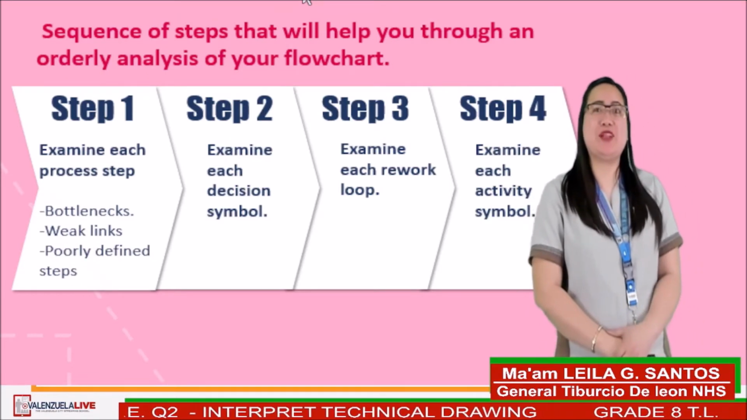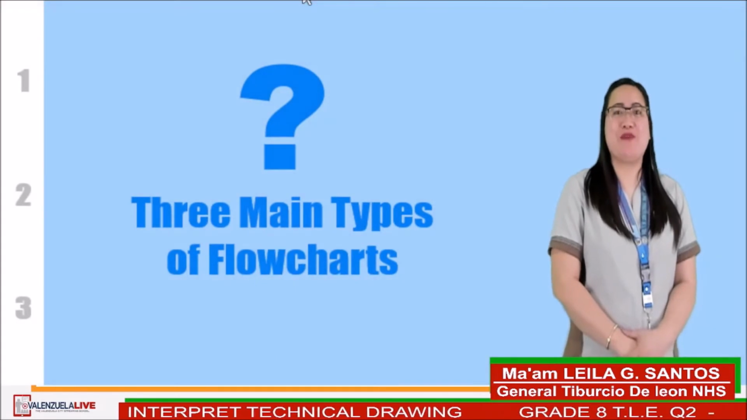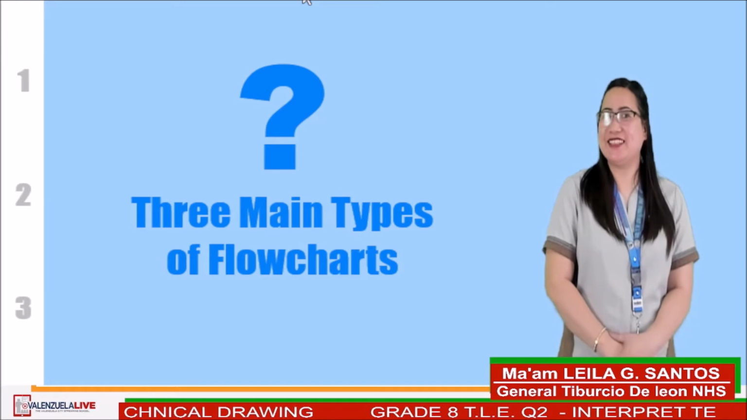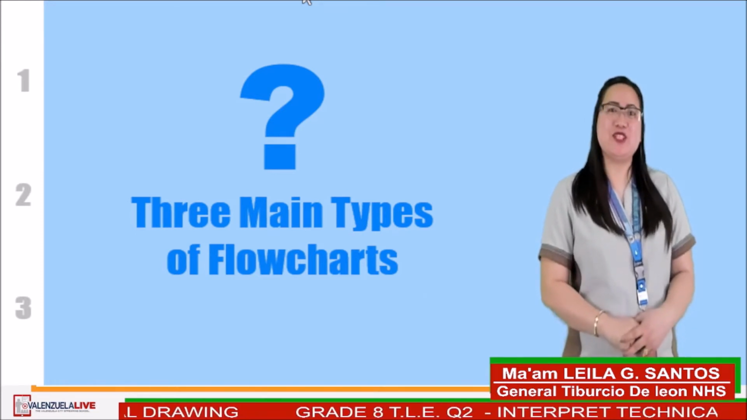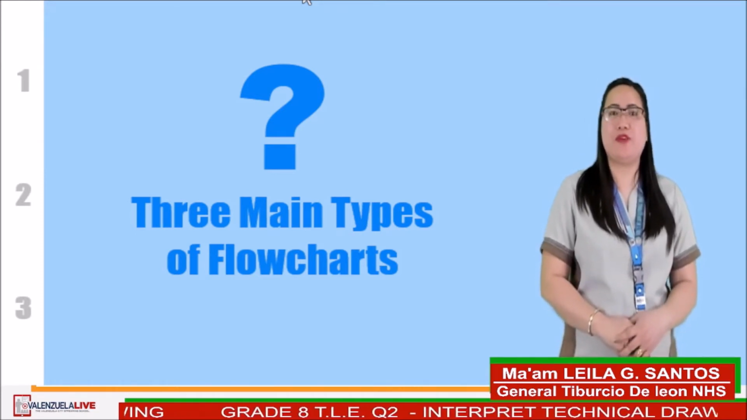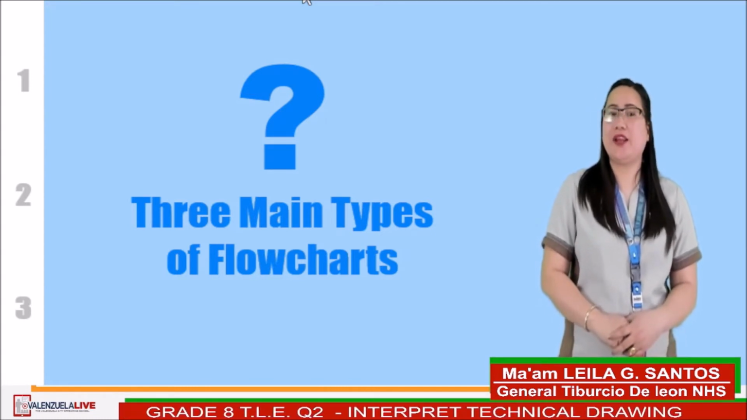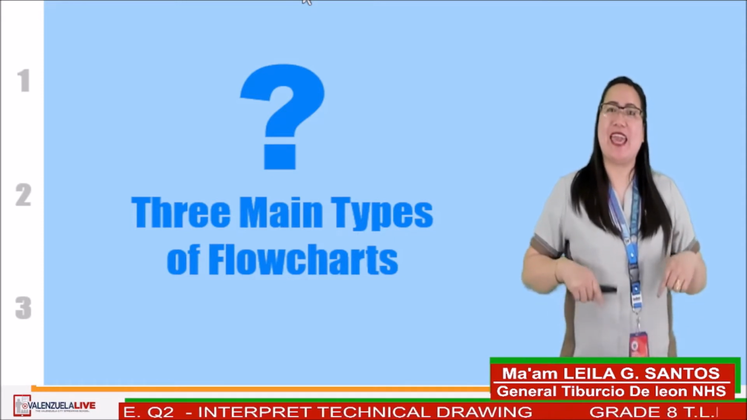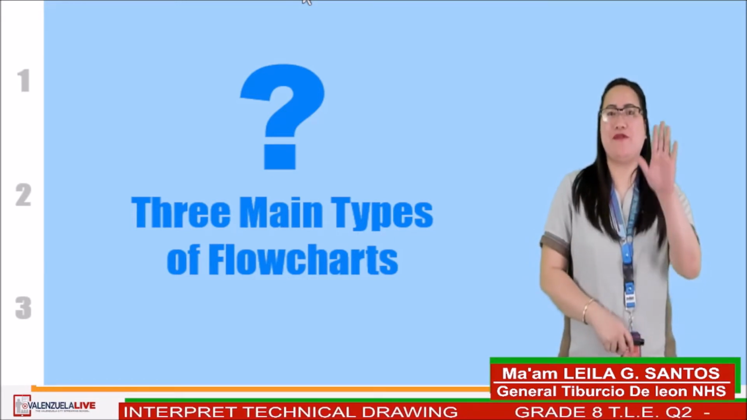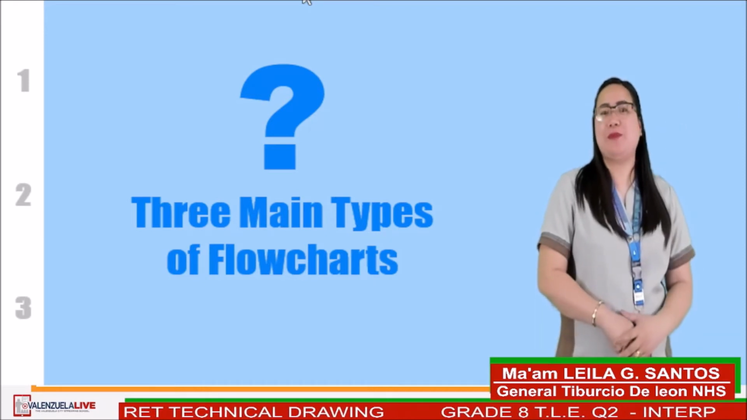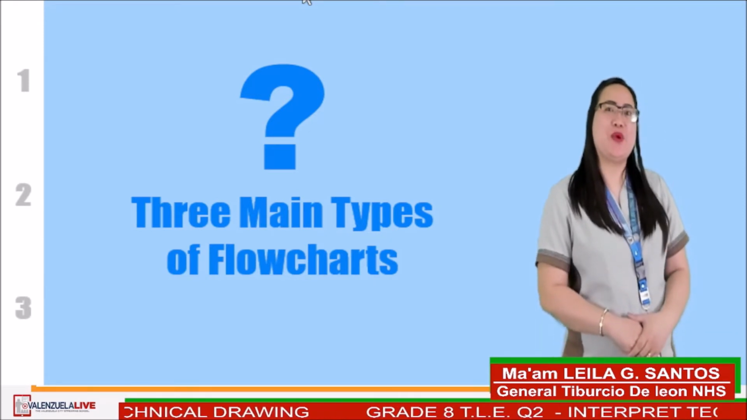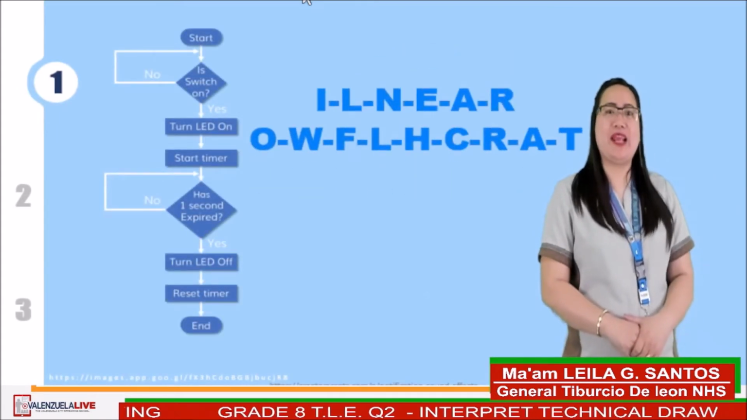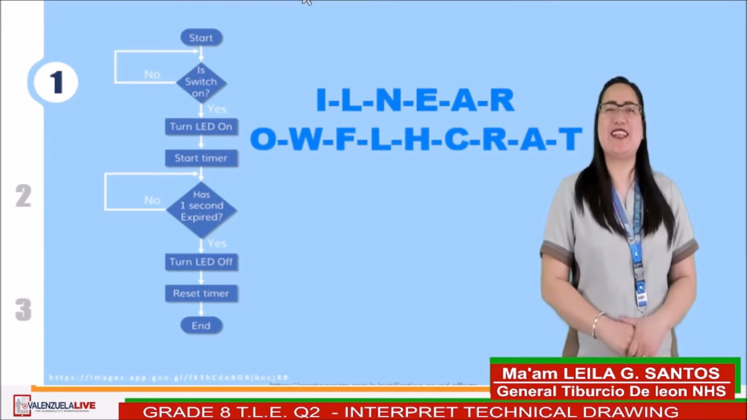Now, let us proceed to its three main types. Do you have any idea, class, what are the three main types of a flowchart? Alright, let us try to guess the three main types of a flowchart by identifying the following examples. You can type or key in your guess in the comment box. You have only 5 seconds to guess each type of flowchart. Let's start with the first type. This type consists of the following letters. Your timer starts now.